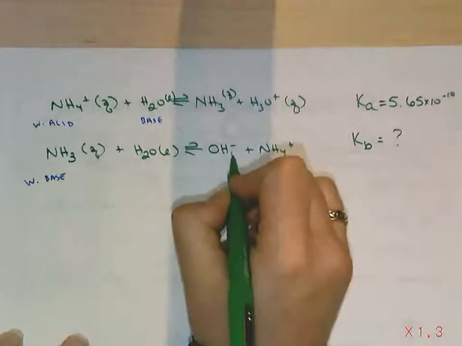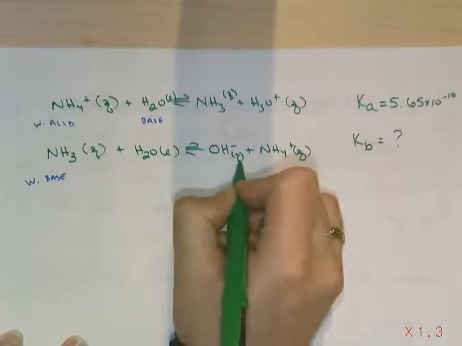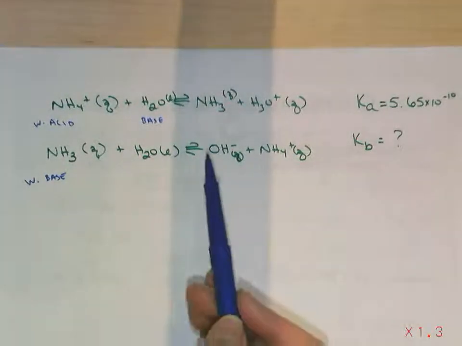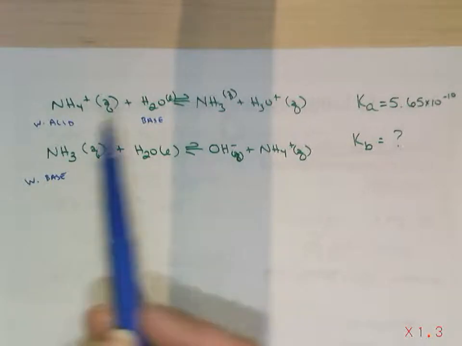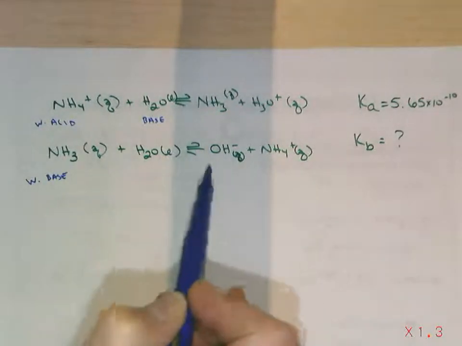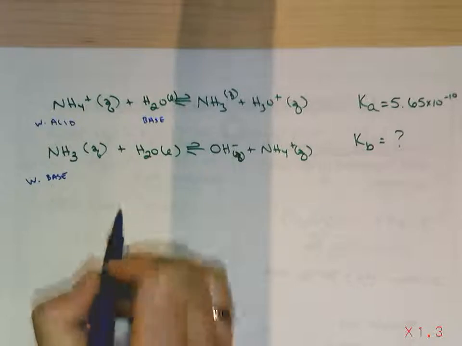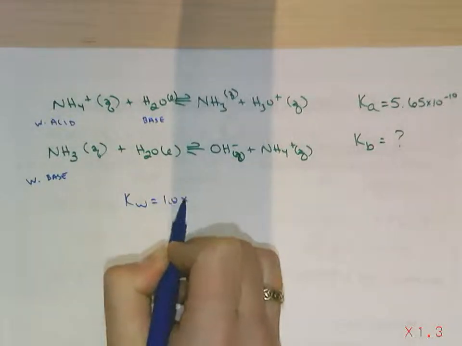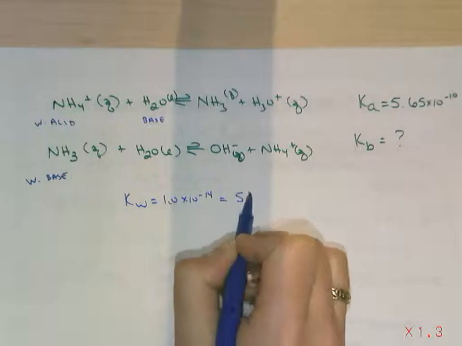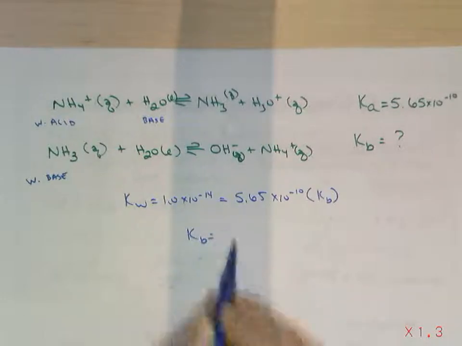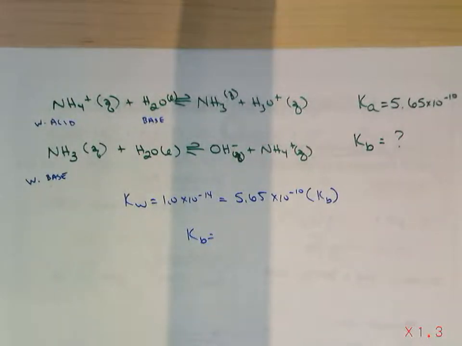My aqueous are getting a little funky looking. There we go. And you know there's a base reaction because you made a hydroxide. That should be your other clue. One, you have a weak base. Two, you made hydroxides. And if you make hydroxides, that's the point of a base reaction. All right, so again, we know Kw is 1.0 times 10 to the negative 14th. Typed it in too fast. That doesn't make any sense.